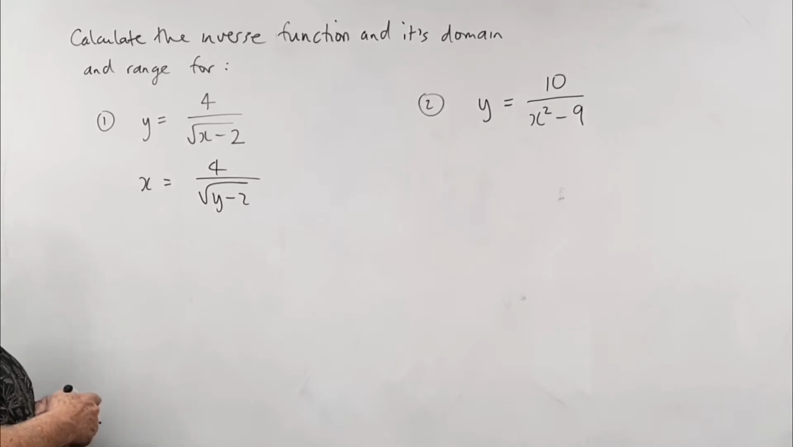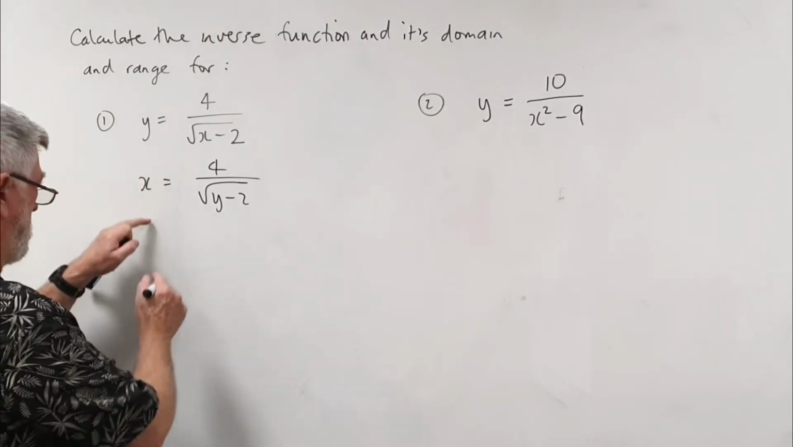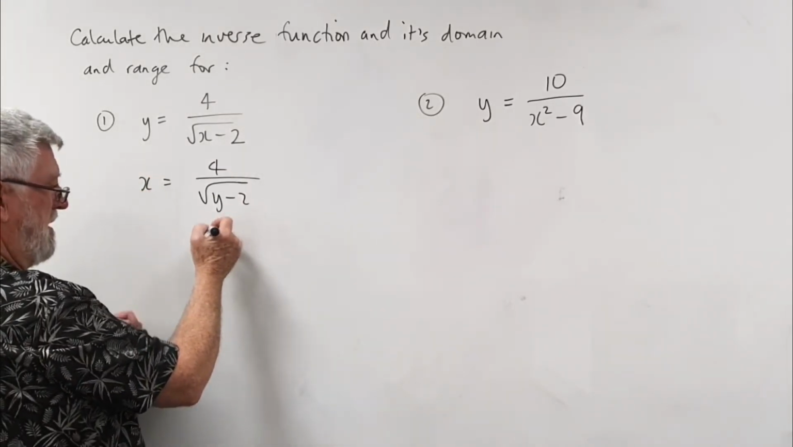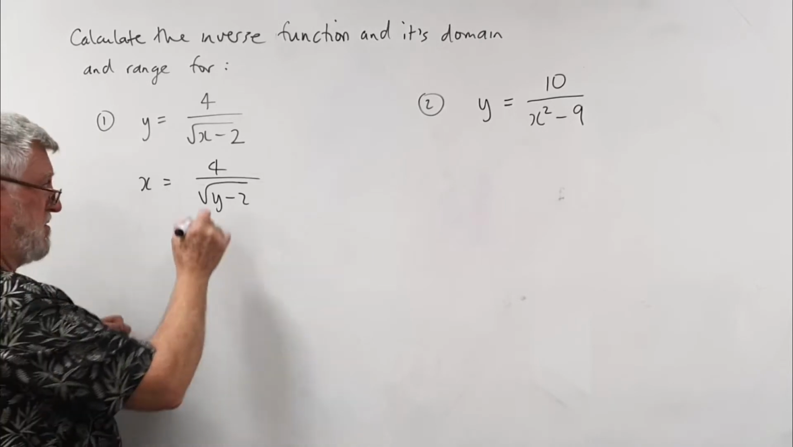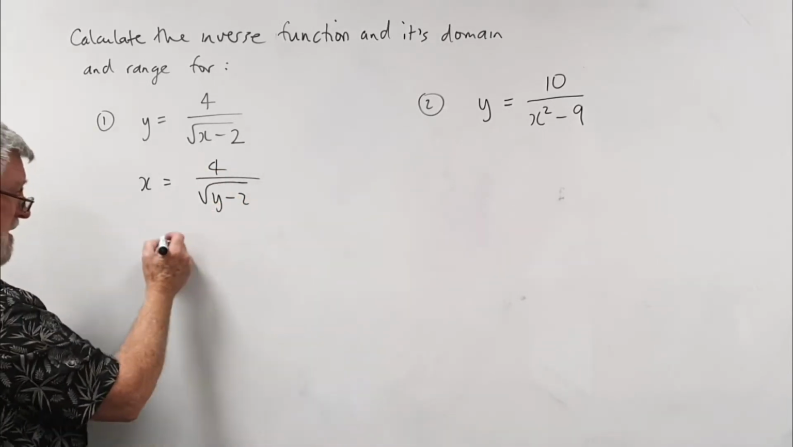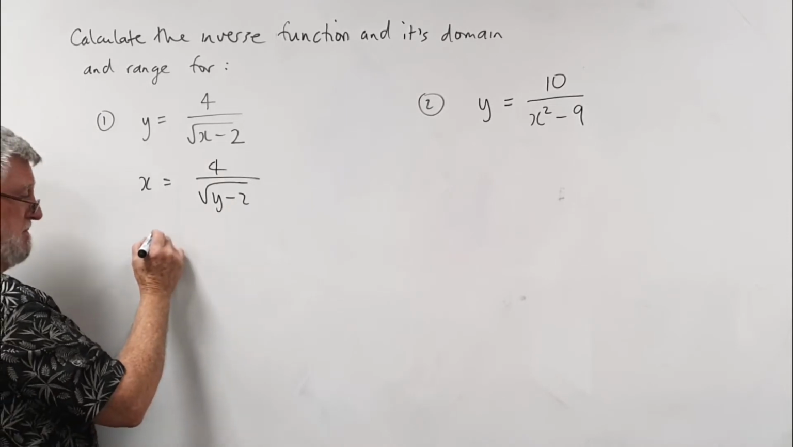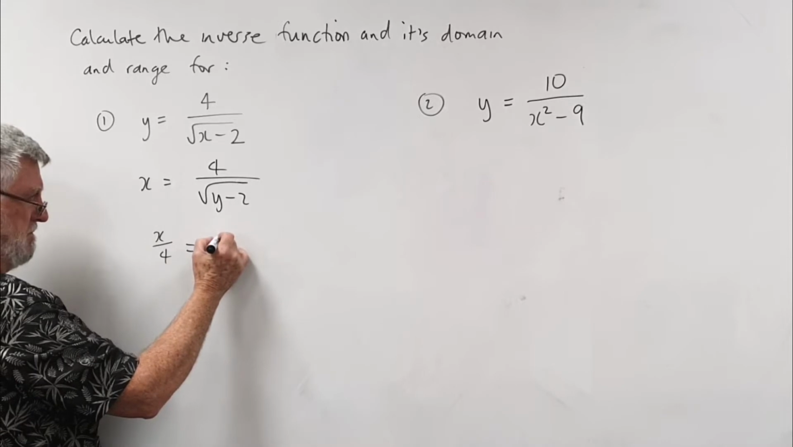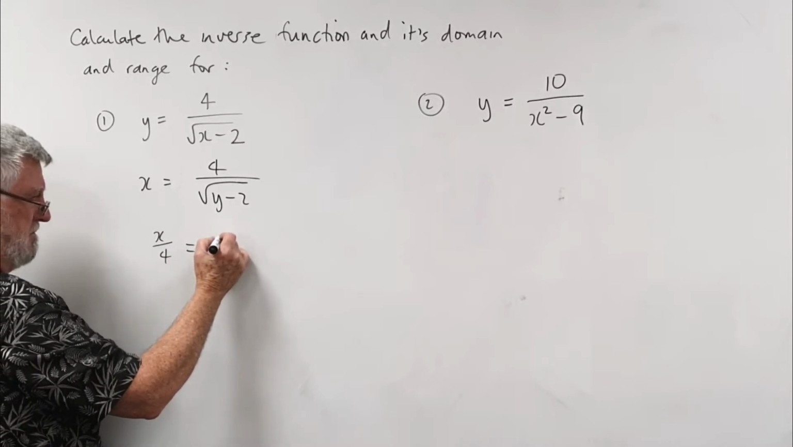I really want to nag about one thing. This is a fraction, and that's a fraction. I can cross multiply, and the students go divide by 4. I'm going to do what you said. So you're going to go divide by 4. Tell me what to write. X on 4 equals root y minus 2, sorry.